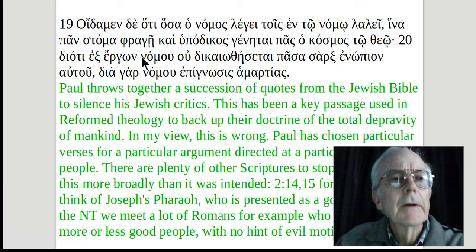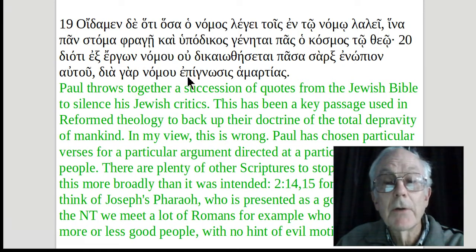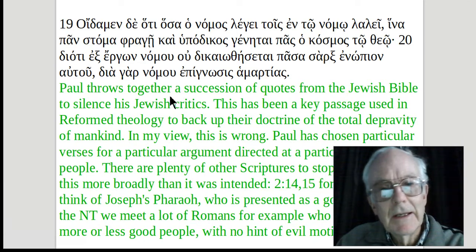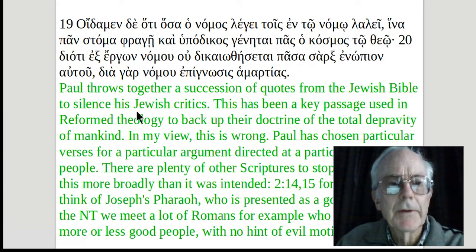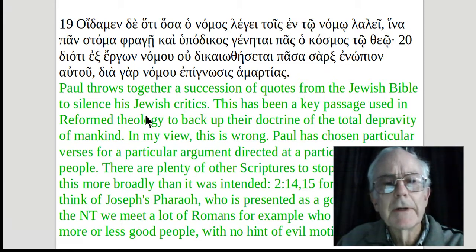Now here, coming down to verse 19, Paul has thrown together a succession of quotes from the Jewish Bible to silence his Jewish critics. This has been a key passage used in Reformed theology to back up their doctrine of, they call it the total depravity of mankind. In my view, this is wrong.